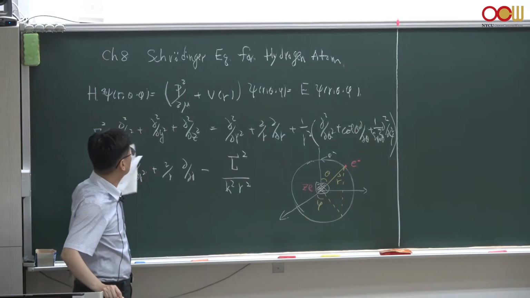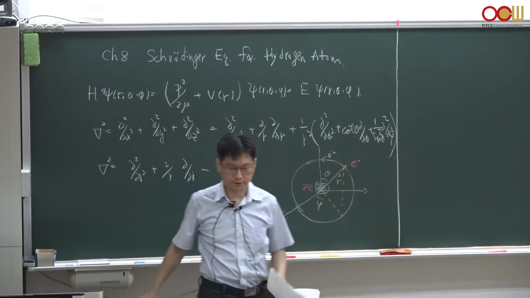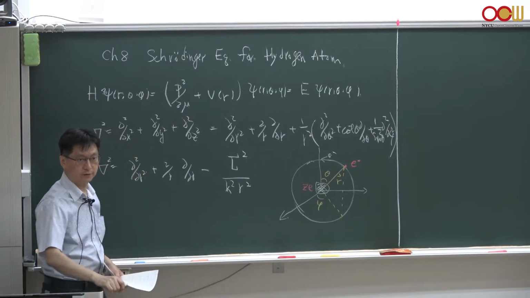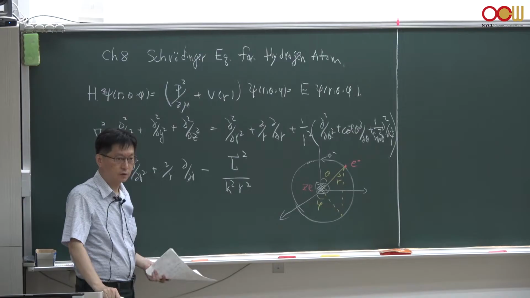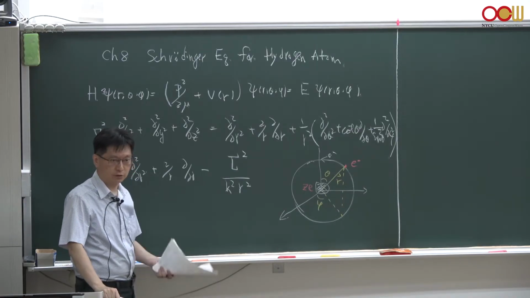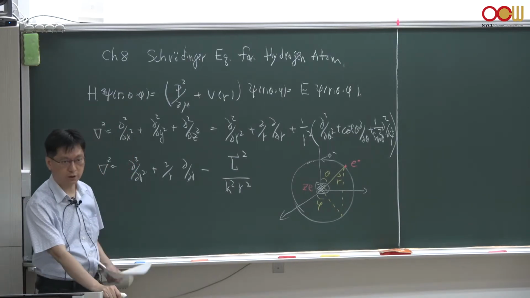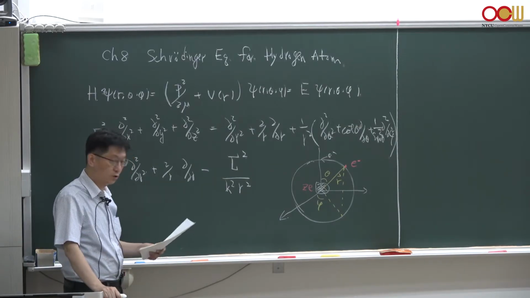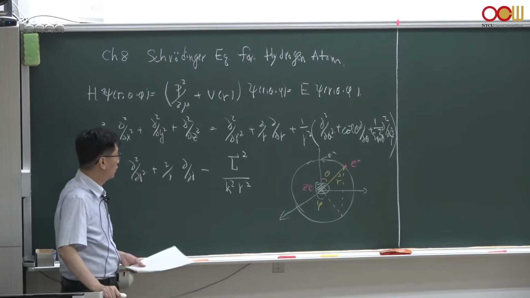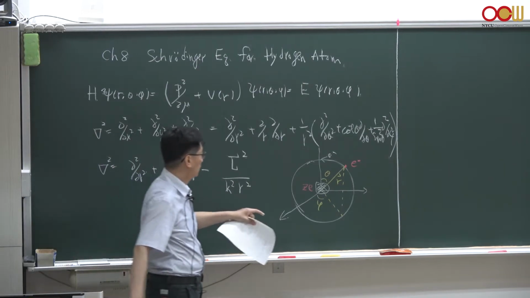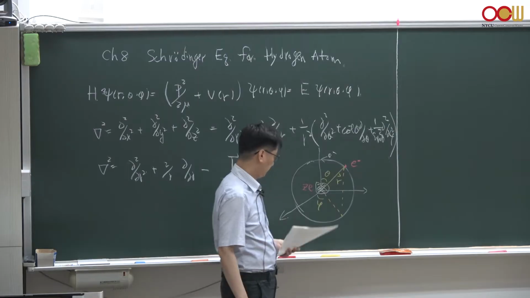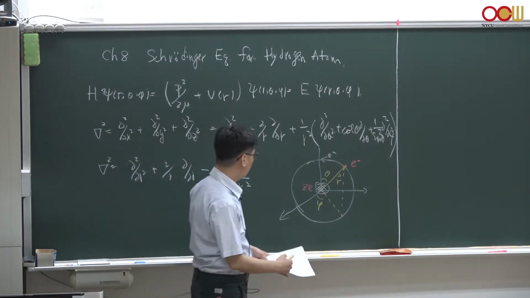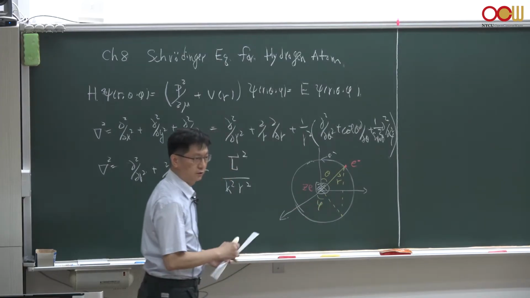New chapter, which is the Schrödinger equation for hydrogen atom. In the previous chapter, we learned this angular momentum operator, the eigenstates, eigenfunctions, L squared and Lz, and also how to construct this spherical harmonics Y_lm. Today, we will take advantage of such previous knowledge to study the electron orbiting around this nucleus of a proton, which is essentially this hydrogen atom.